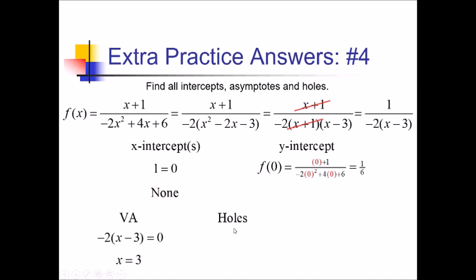Next, for holes, those are x values that would have made the original undefined but not the simplified. So basically this common factor that got canceled out gives us a hole. x plus 1, if we set that equal to 0 and solve, that'll get us the hole. That's going to be x equals negative 1 for the x value of the hole. And that's all we're really looking at on these. Now for the horizontal asymptote, looking at the degree of the original function, we have x squared downstairs versus just x to the first upstairs. So this is a bottom-heavy function, which means we automatically have a horizontal asymptote of y equals 0.